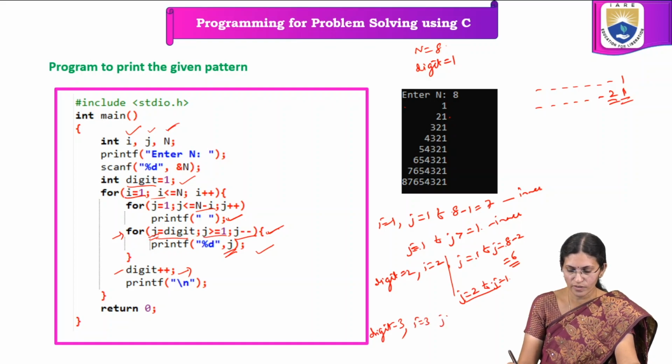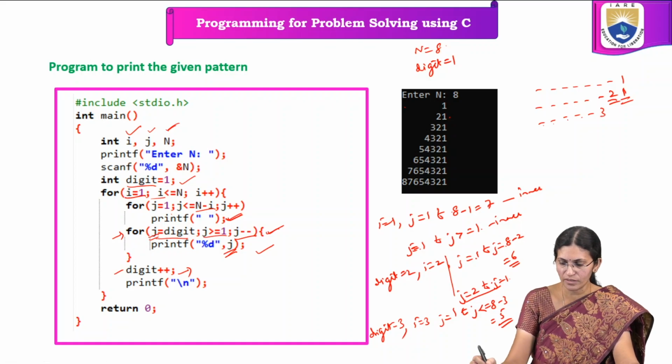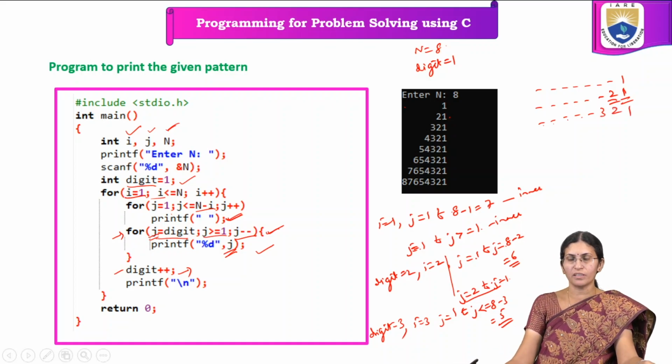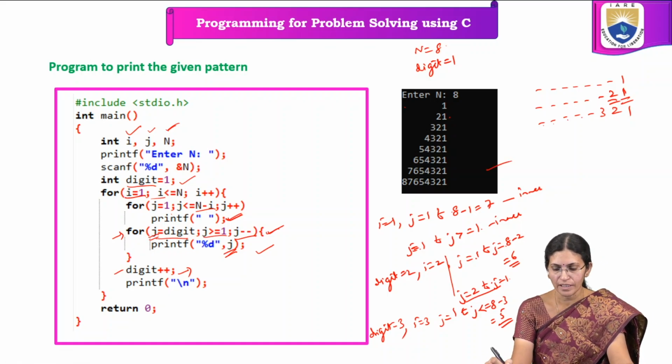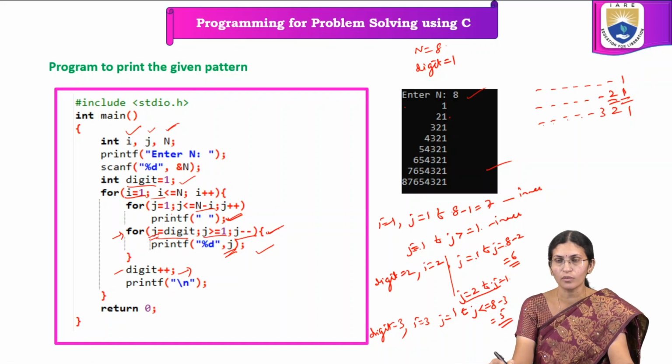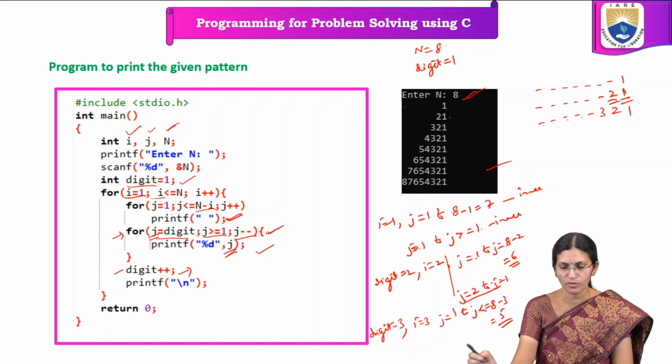3. So for this, j is equal to 1 to j less than or equal to n minus i. What is n? 8 minus 3, so this is equal to 5. So 5 spaces are left, and this statement is executed 5 times: 1, 2, 3, 4, 5. And then this inner loop will repeat 3 times, so 3, 2, 1 will be printed. In this way, you will get the pattern. So when we execute this program and enter the value of n as 8, this is how you are going to get the pattern. This program can be run for any number of rows.